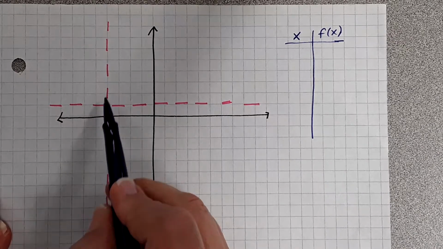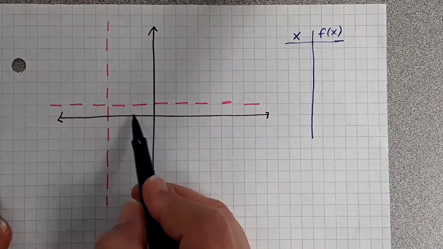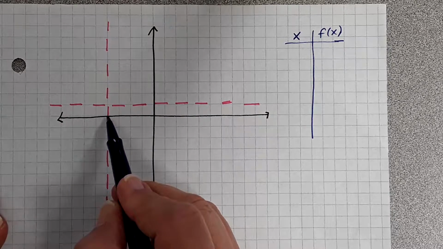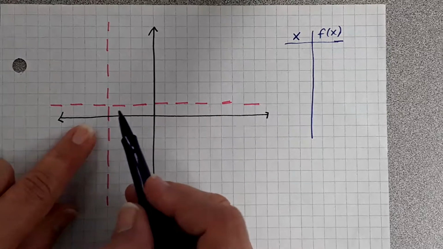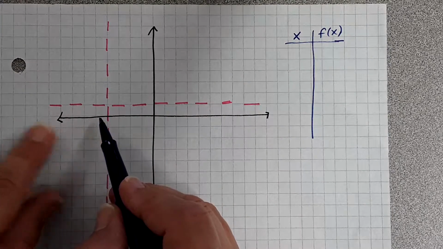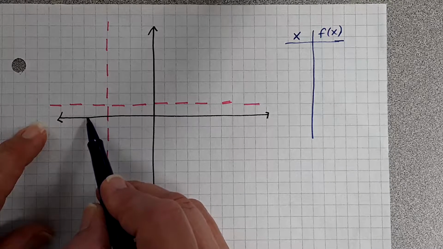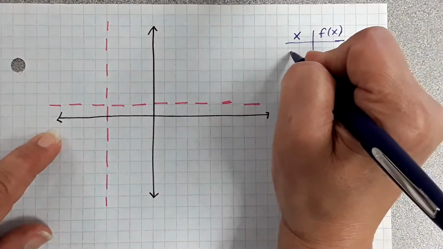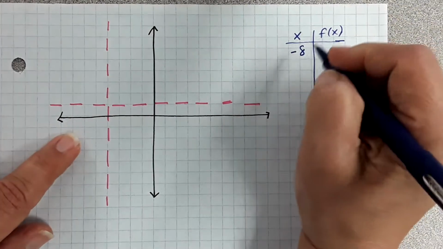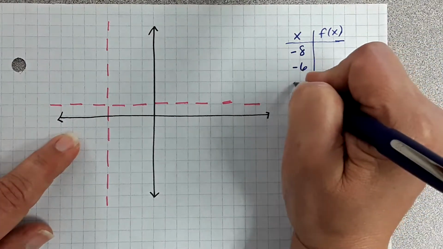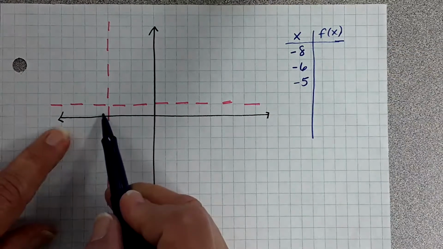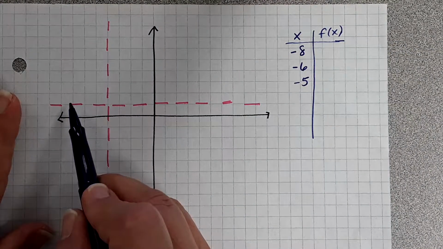So here is my vertical asymptote, which is at 1, 2, 3, 4. So it's at -4. I need to pick 3 points. So I have -5, 6, 7, 8. So let's start with -8. Let's do -6. Let's do -5. That's to the left of my vertical asymptote.